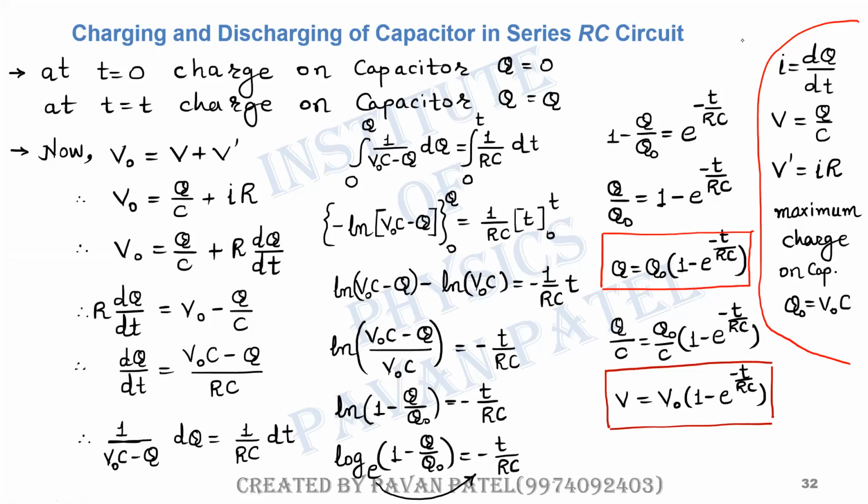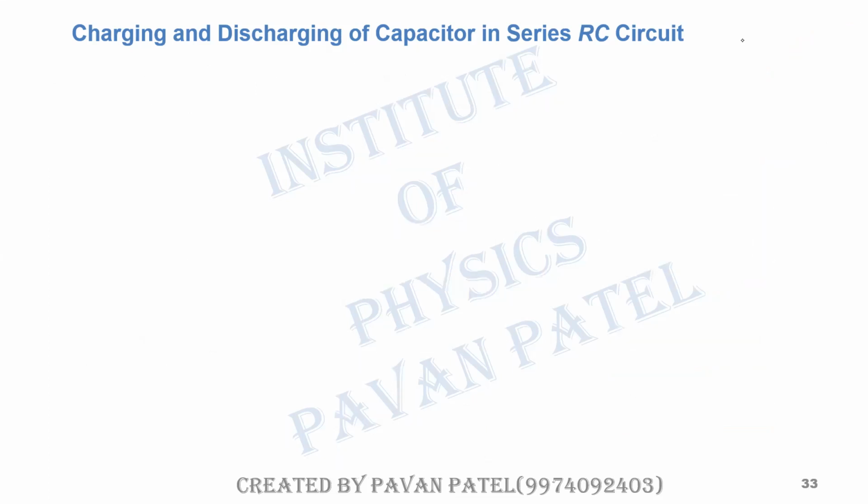Once again, please try to remember this formula. Q is equal to Q0 (1 minus e raised to minus t upon RC), and V is equal to V0 (1 minus e raised to minus t upon RC). Now, according to these two formulas, we will understand a few short techniques to remember. There are many questions based on these formulas which have already been asked in JEE and NEET. Please try to remember this.